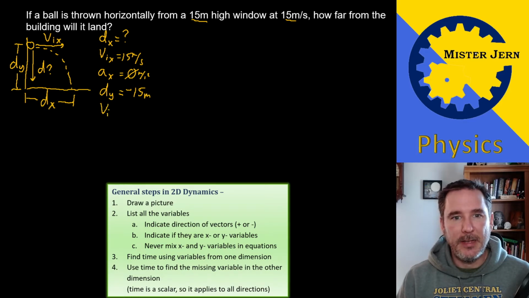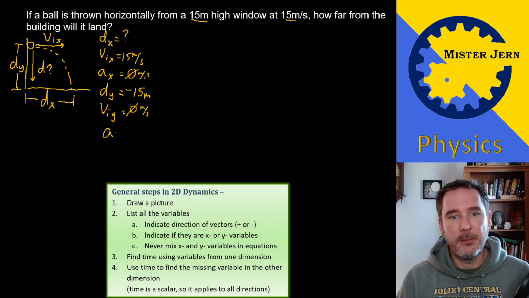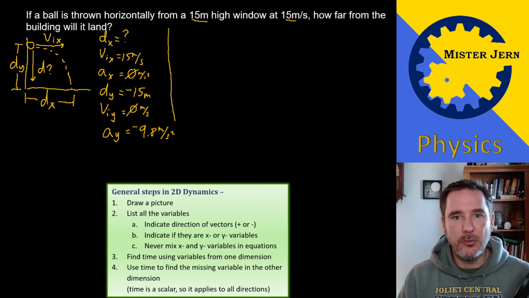Our initial velocity in the y direction is 0, because that's the point of a horizontally launched projectile. And our acceleration in the y direction is negative 9.8 meters per second squared. It's gravity. All right, that's our step number 2. Step 3: find time using variables from one dimension.